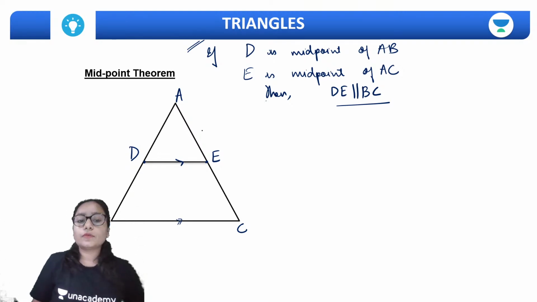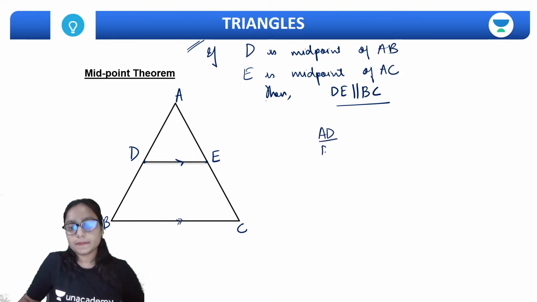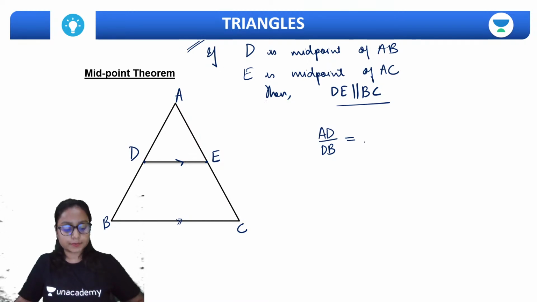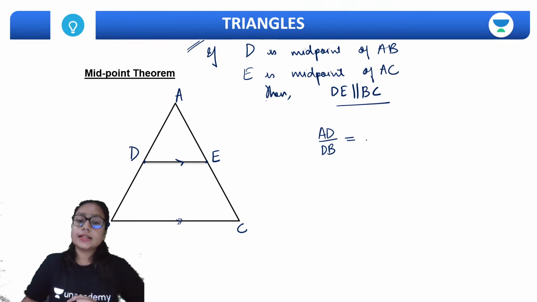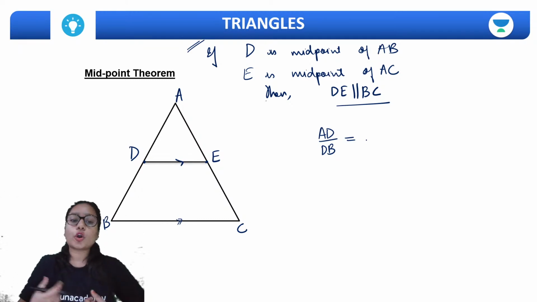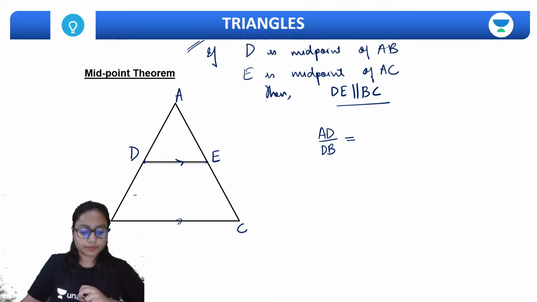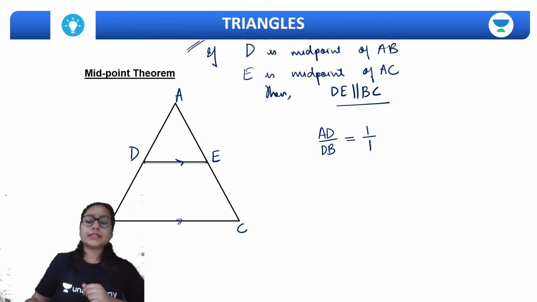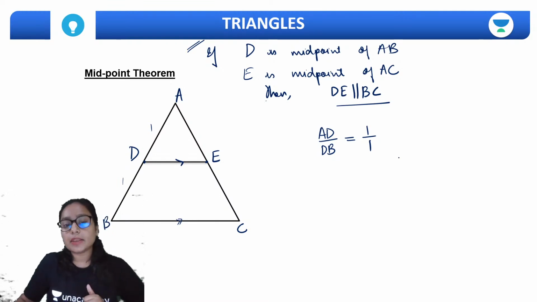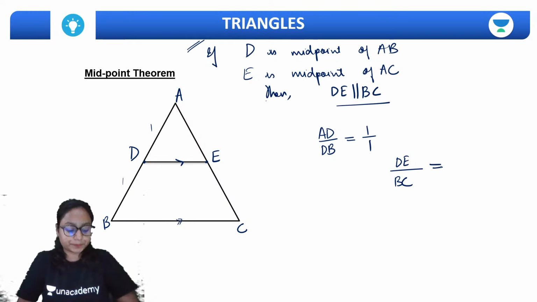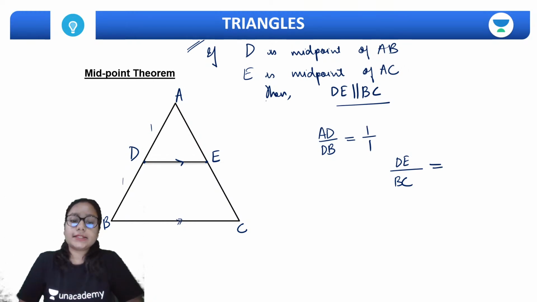Now, what is the ratio of AD to DB here in this question? Please answer. Yes, Akshay, this theorem will be valid for all triangles. One is to one, correct. AD upon DB is 1:1. So this is a 1:1 ratio. Can you tell me what is the ratio of DE to BC in this theorem? What is the ratio of DE to BC?